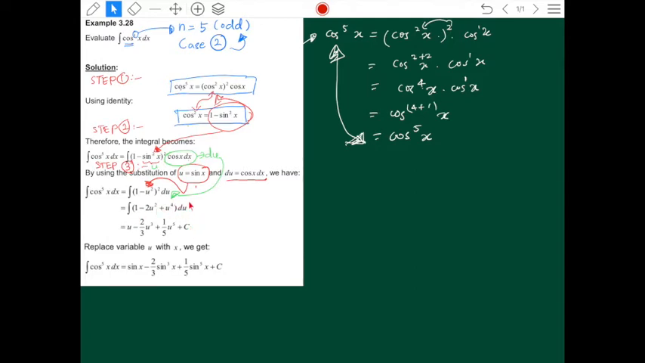Start from here, you can just integrate it using the power rule method. So integrate 1 becomes u, integrate 2u squared, it becomes 2 over 3 u cubed, plus 1 over 5 u power of 5. This is for u power of 4, plus c. And your final answer should be written in the form of variable x.